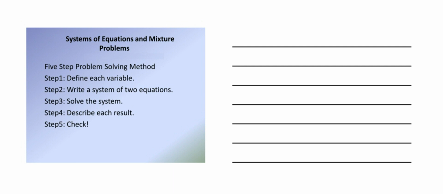Systems of equations and mixture problems. 5-step problem solving method. Step 1, define each variable. Step 2, write a system of two equations. Step 3, solve the system. And step 4, describe its results. And let's check step number 5.